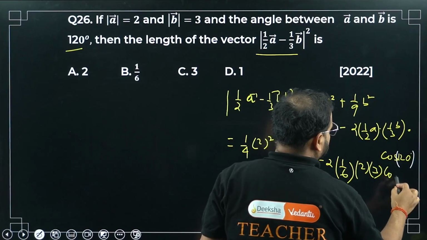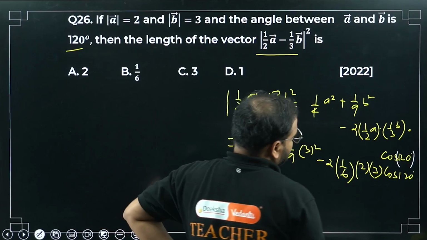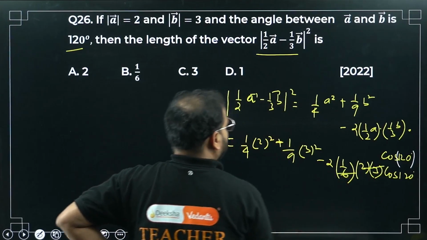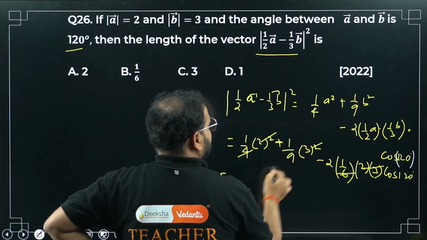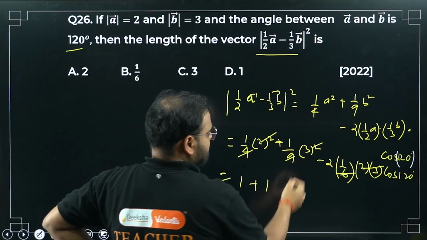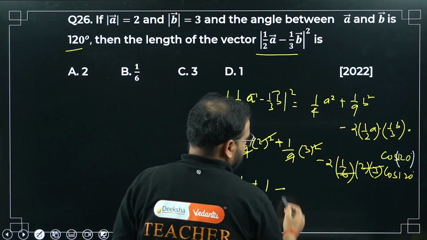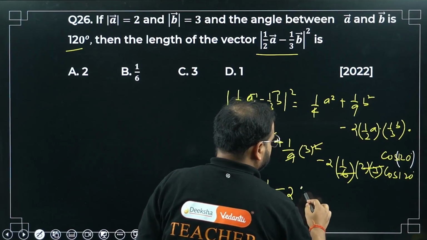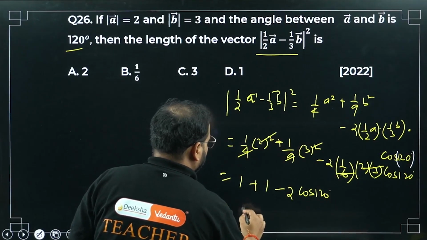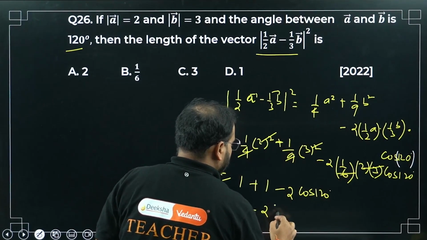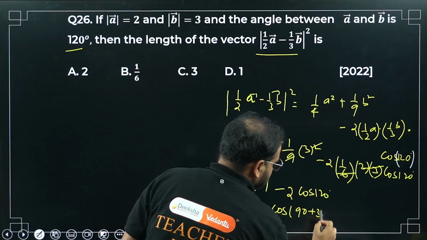Write it like this for now. Check here, 6 and 6 is gone. Over here, what do I have? 4 and 4 is gone, 9 and 9 is gone. So I have 1 plus 1. 3 squared is 9, 2 squared is 4, so 4 and 4 gone, 9 and 9 gone. Minus, what do I have left? 2 times cos 120. Please check, I'm getting 2 minus 2. Write this as cos of 90 plus 30 degrees.